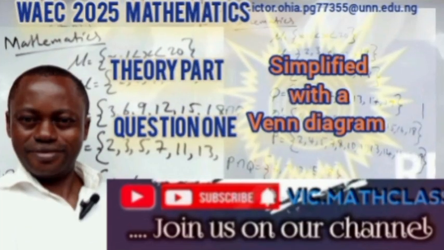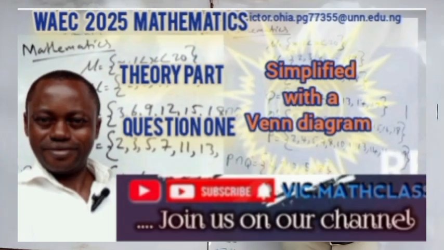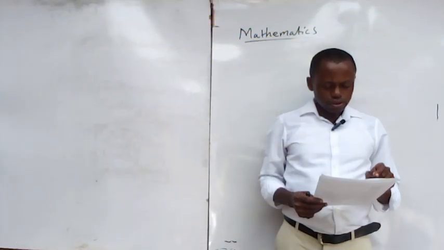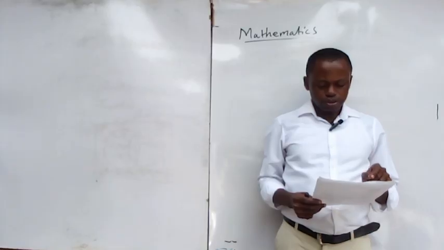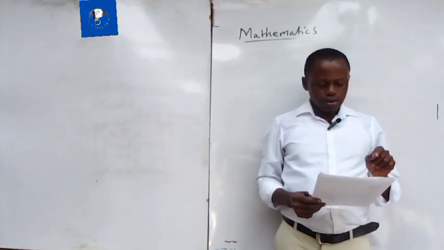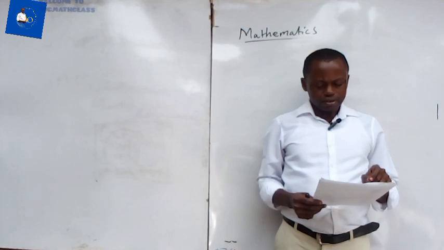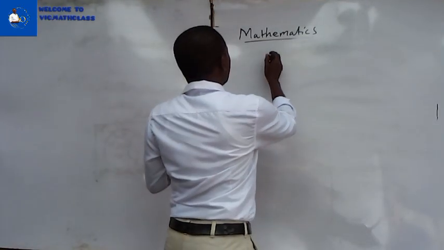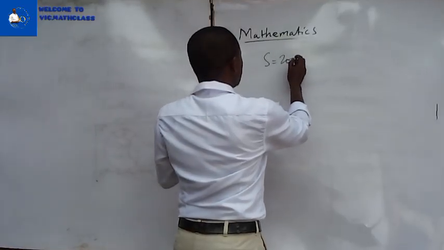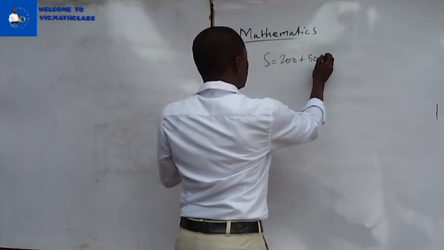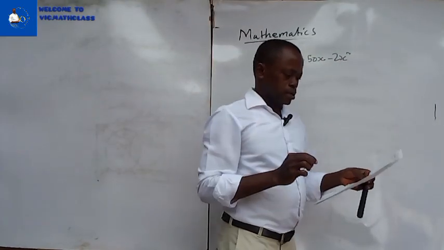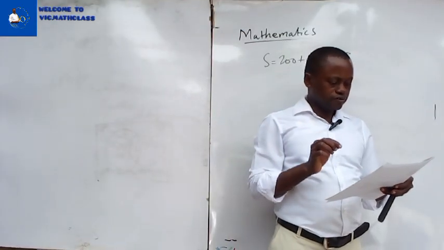You will see that we have solved two questions already in the previous classes, and we are looking at question number 3. Question number 3 says a company installs solar panels in its premises to reduce its electricity costs. The monthly savings on electricity in dollars is modeled by S equals 200 plus 50x minus 2x squared, where x is the number of months after installation.